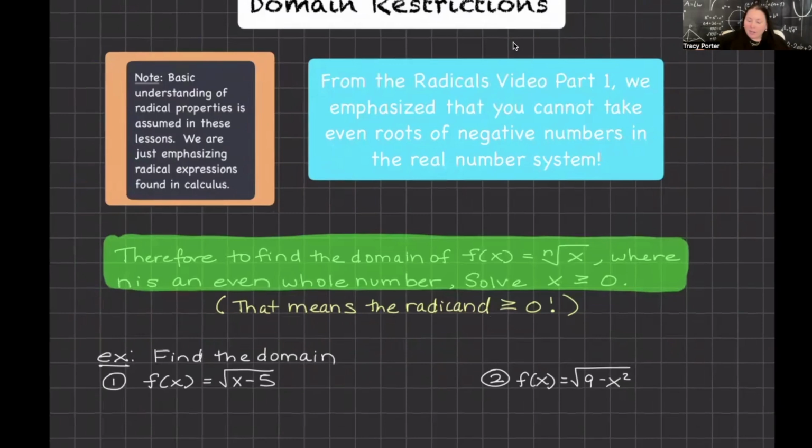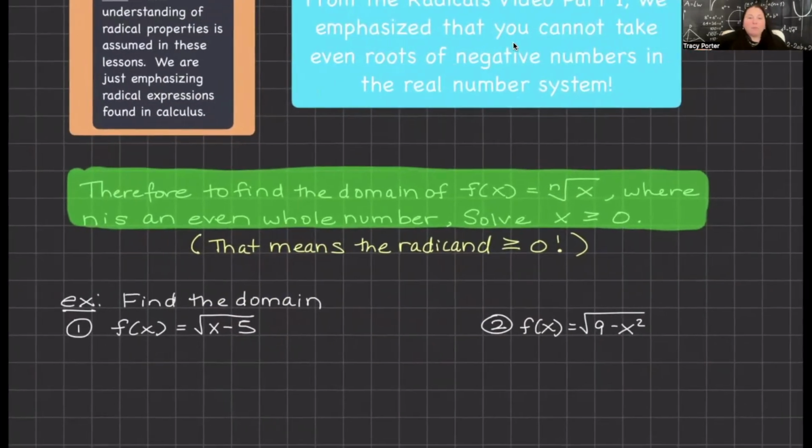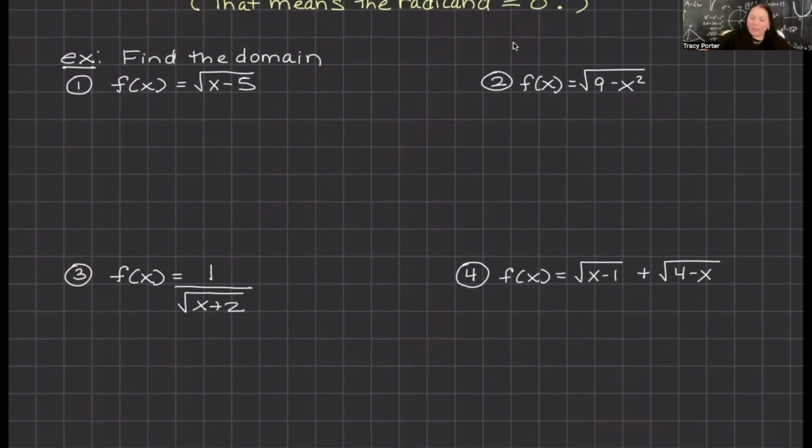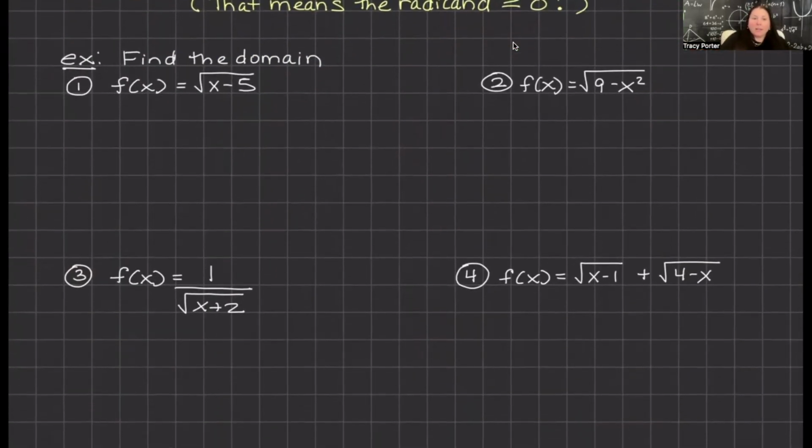So just a reminder of that: if we want to find the domain, those are all the values that x actually can be in the function. And we have the nth root of x, where n is an even whole number. All we really need to do is find out when what's under the radical, the radicand, is greater than or equal to 0. So we just need to solve when x is greater than or equal to 0. These are the few examples that I have up here that we'll work through.